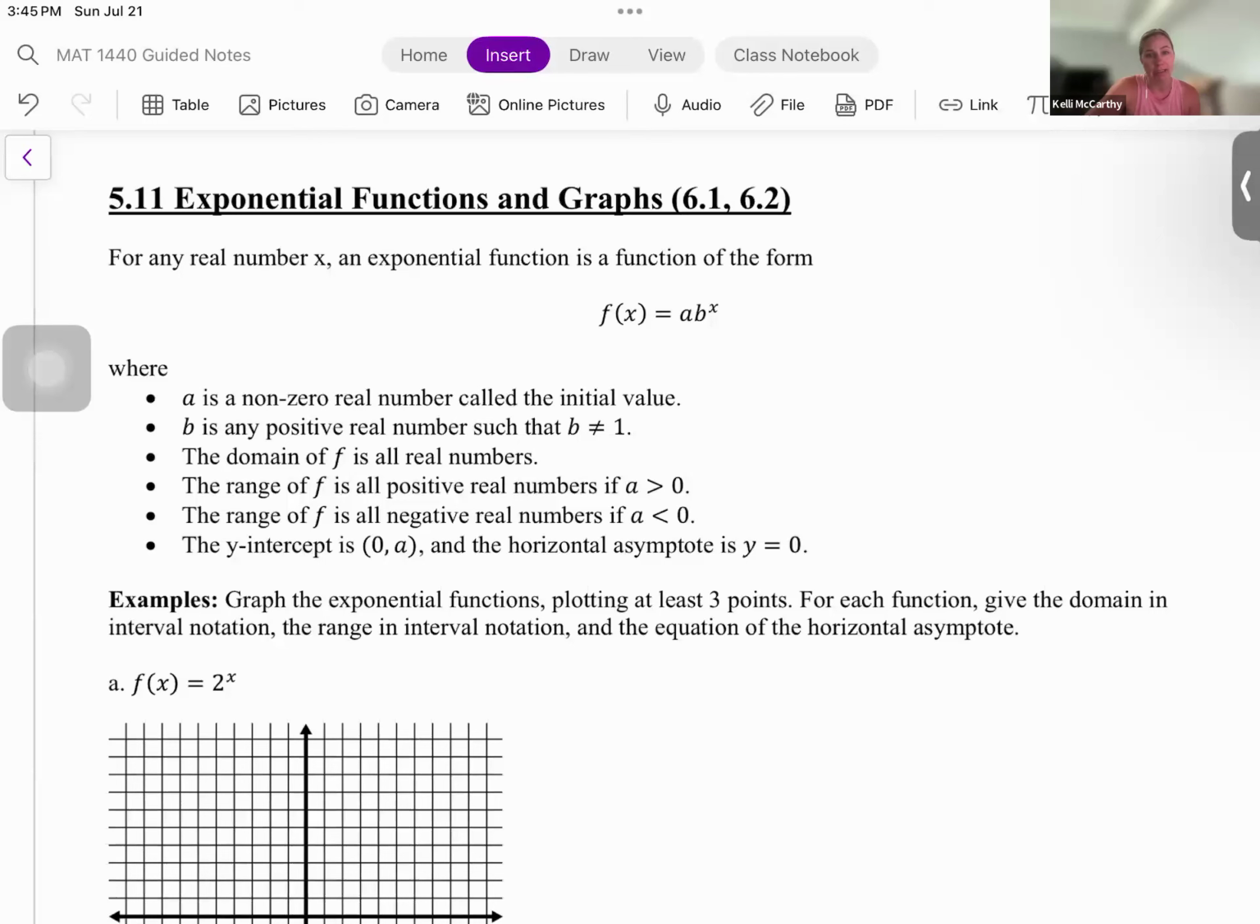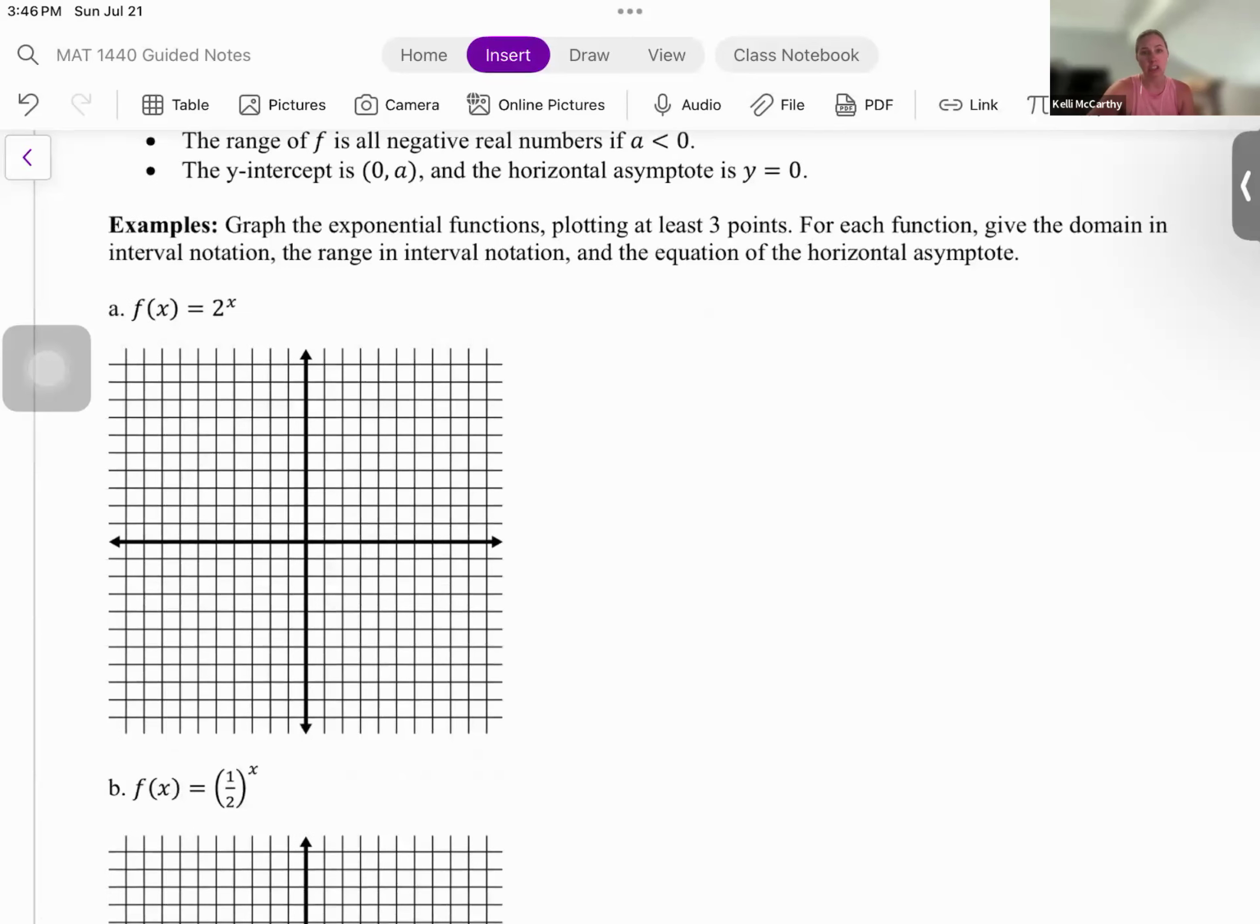b is any positive real number such that b does not equal 1. The domain of our exponential functions is all real numbers, so there's never going to be a restriction on our domain. The range of f is all positive real numbers if a is positive, and the range of f is all negative real numbers if a is negative. The y-intercept is (0, a), and the horizontal asymptote is y equals 0.